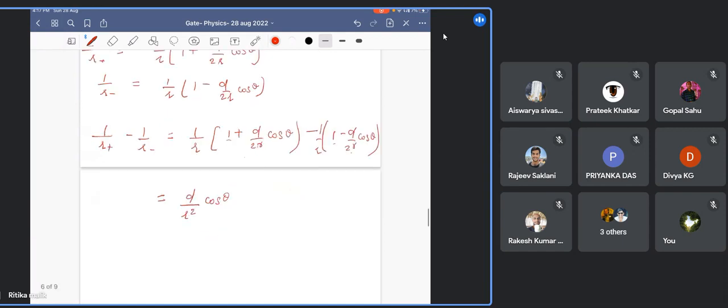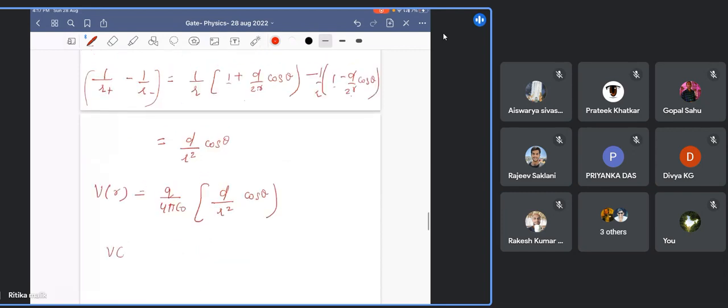So when we wanted to calculate our potential V of r, we are left with 1 upon 4 pi epsilon naught, Q times (1 by r plus minus 1 by r minus), which is d by r square cos theta. So our potential V(r) due to a dipole will become Q d cos theta upon 4 pi epsilon naught r square.